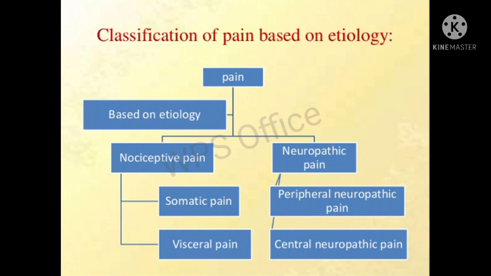Next is based on the etiology. Based on the etiology, it may be nociceptive pain or neuropathic pain. Under nociceptive pain, it may be somatic or visceral pain, and under neuropathic pain, it may be peripheral neuropathic pain and central neuropathic pain.